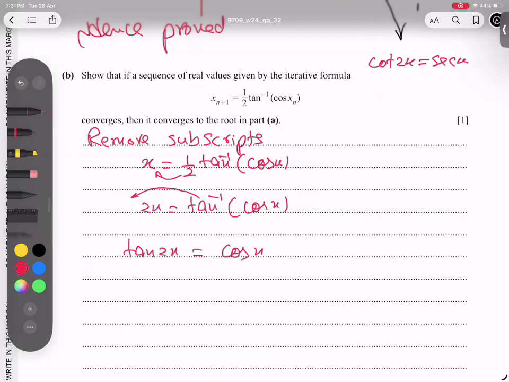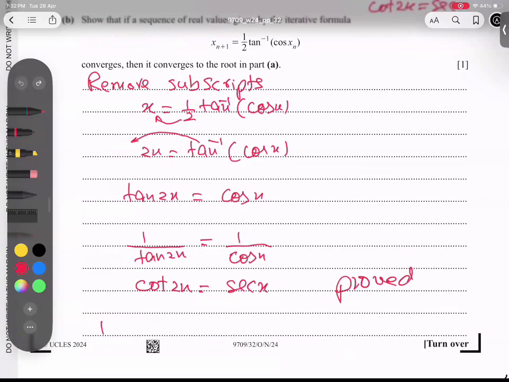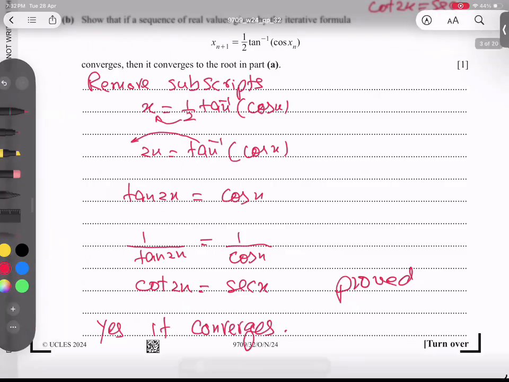Now, students, I flip both. When I bring it here, 1 over tan, I divide both by 1. So both flipped, 1 by cos, 1 by tan. I think the idea is clear. And this is matching, alhamdulillah, and this also matched. So alhamdulillah, cot 2x equals secant x. So proved. Or you can say, yes, it converges. That's it. I think the point is very clear.